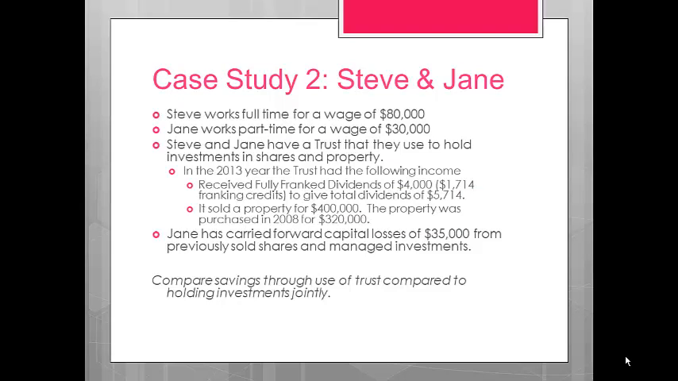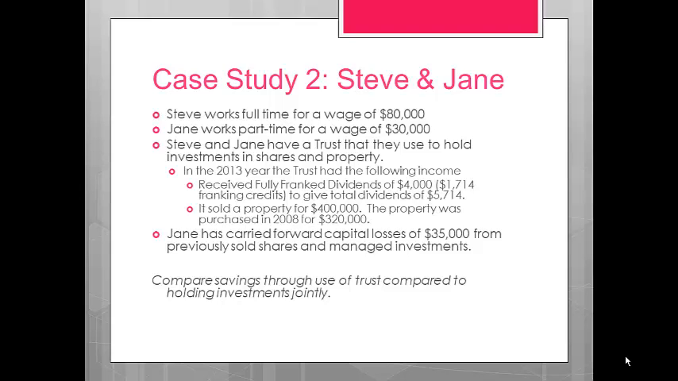With case study 2, we've got Steve and Jane. So Steve works full-time for a wage of $80,000 and Jane works part-time for a wage of $30,000. They have a trust that they use to hold investments in shares and property. In the 2013 year, the trust had the following income.